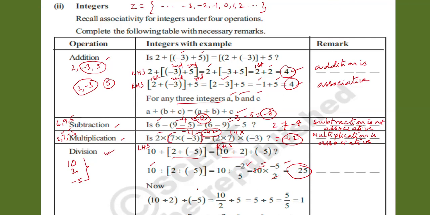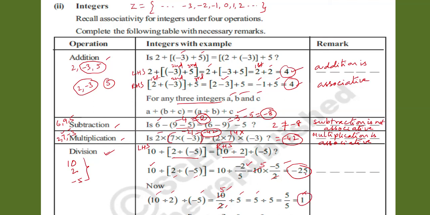Now in the same manner we move to the right hand side part. 10 divided by 2. That means the first number, and 2 is the second number. In the previous one, the second number is divided by the third number first. Here the first number divides the second number, then the third number minus 5. Now here you observe, 10 divided by 2 means 10 by 2, again divided by the third number, by minus 5. Then 10 by 2 means 5. 5 divided by minus 5 is equal to minus 1.